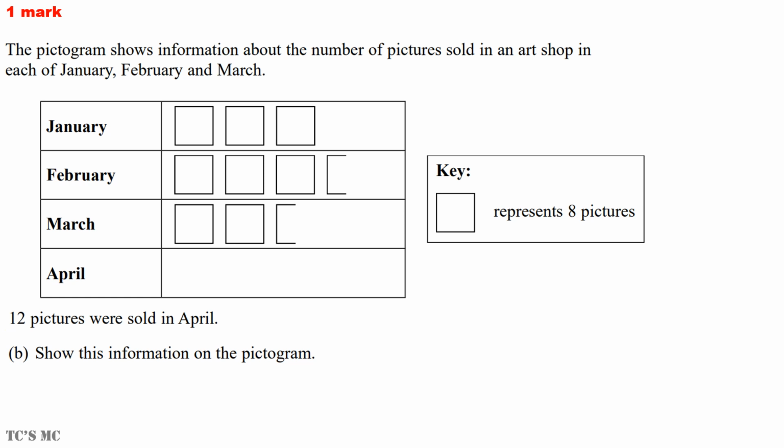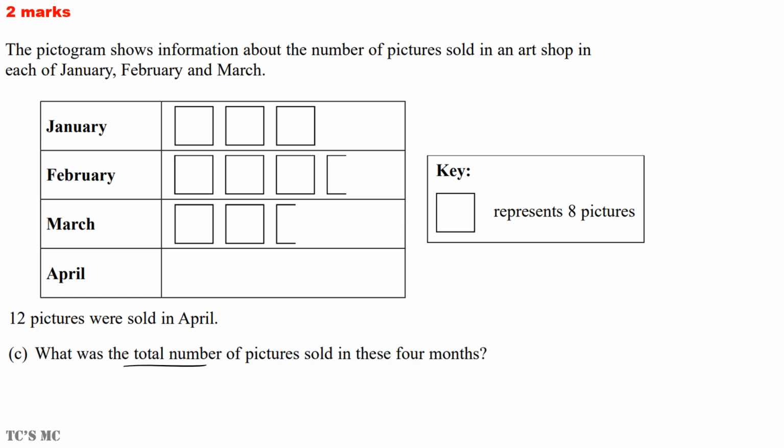The question goes on to say, 12 pictures were sold in April. Show this information on the pictogram. If we do 12 subtract 8, we get 4. So we know we need 1 full box, and 4 is half of 8, so we need half a box. You need to have both of them drawn in correctly for the 1 mark.